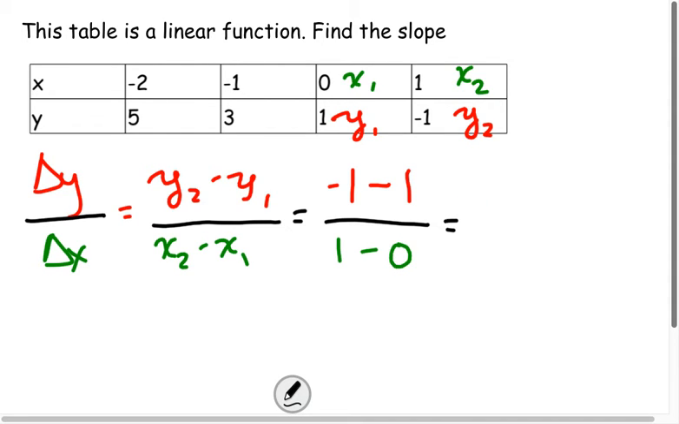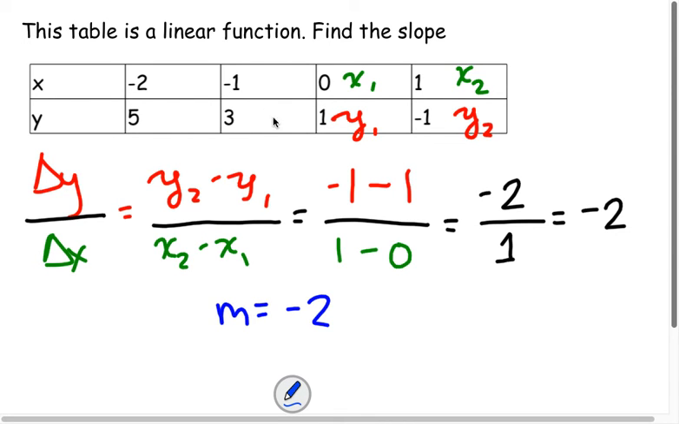Okay? Now I'm going to figure this out. Negative 1 minus 1 is negative 2. And then 1 minus 0 is positive 1. And then when I divide these two, I still get negative 2 as my slope. So as you can see, what I started with, these two and these two, are going to be the same, since this is a linear function.